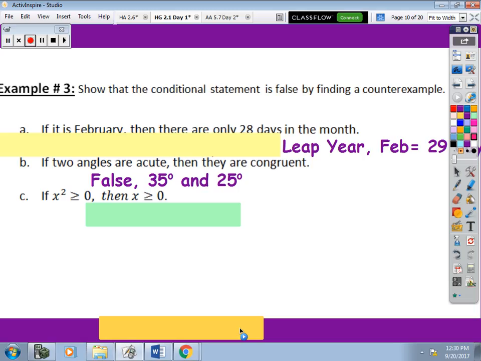All right, and C. If x squared is greater than or equal to 0, then x must be greater than or equal to 0. Colby? Any negative number. I chose -2. Okay. Because it would keep this part true. 4 is greater than or equal to 0, but -2 is not greater than or equal to 0. So again, you always want to leave the hypothesis alone. You're just trying to prove the conclusion false with a counterexample.